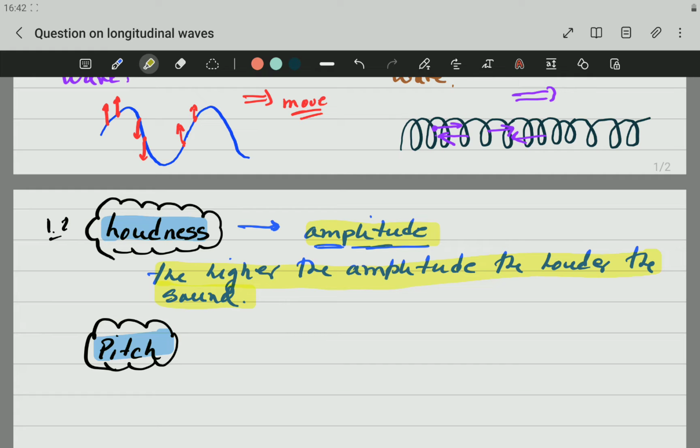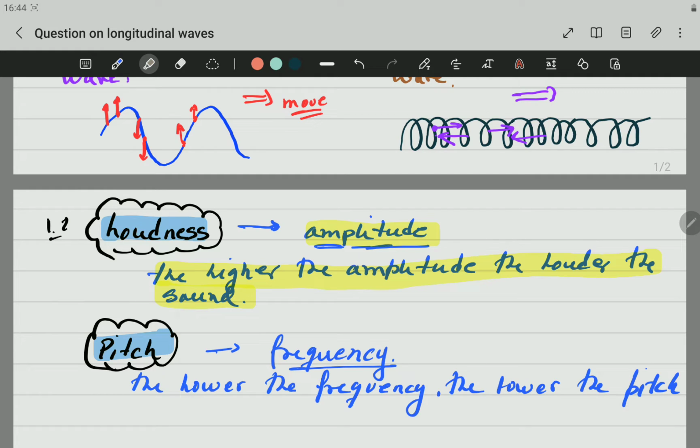Let's go to pitch. Now, pitch is related to frequency. So pitch is what we perceive of sound as a frequency, or frequency is what we perceive of sound as a pitch. That is the way of saying this. So pitch is related to frequency, and we need to know that the lower the frequency, the lower the pitch, and the higher the frequency, the higher the pitch.